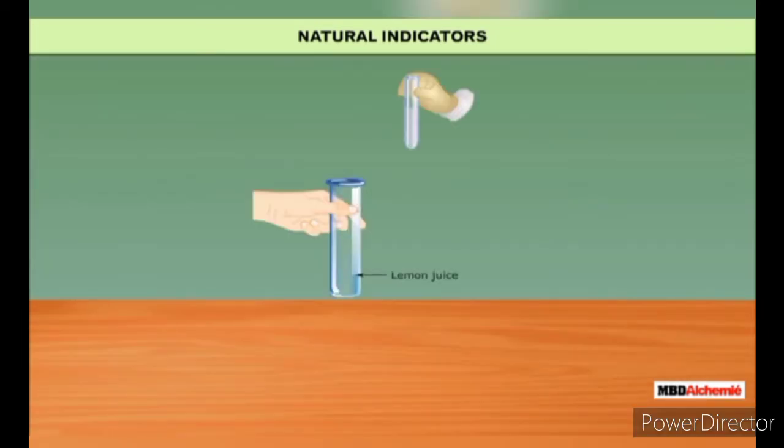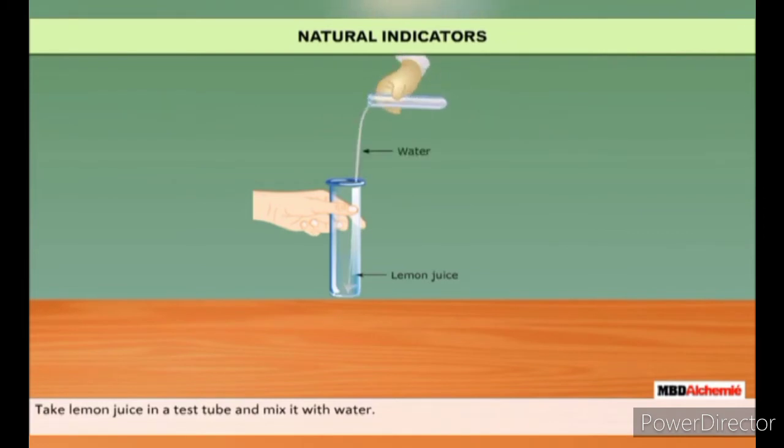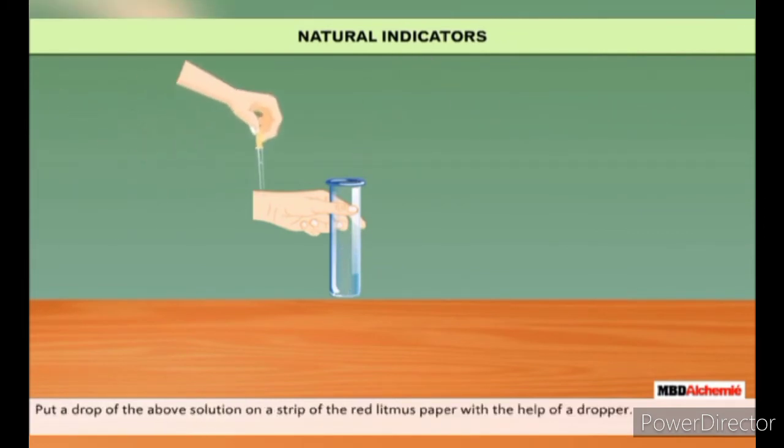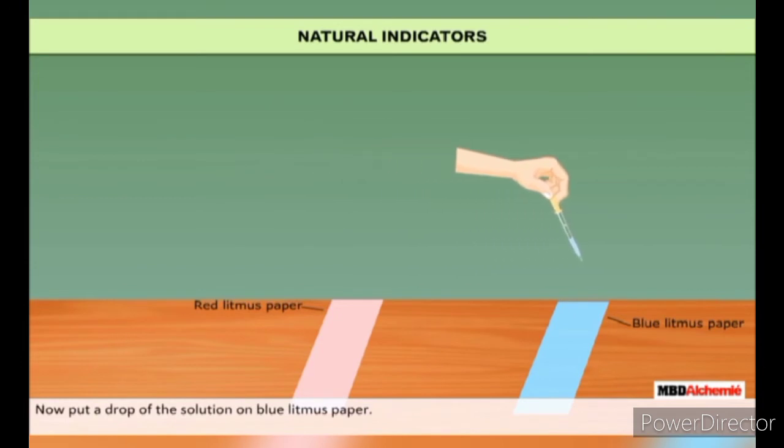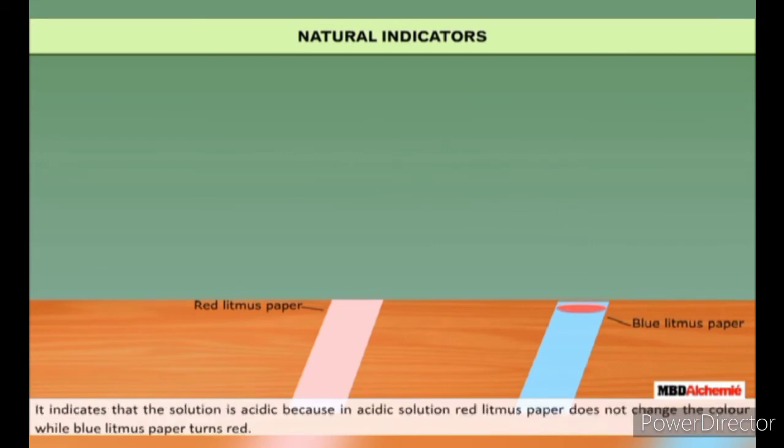Natural indicator. Take lemon juice in a test tube and mix it with water. Put a drop of above solution on a strip of red litmus paper with the help of a dropper. You will observe that there is no change in the color of the litmus paper. Now put a drop of this solution on blue litmus paper. The blue litmus paper turns red.